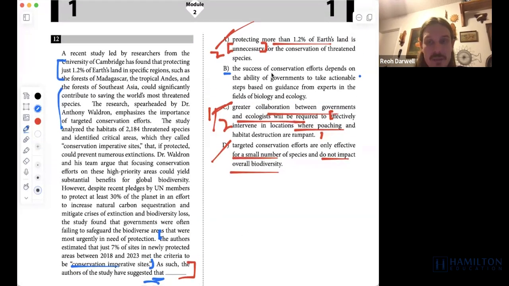So to succeed in better conservation efforts, the governments must base guidance from experts in these fields, showing you where these critical conservation imperative sites are. So B is all good, but the best way to arrive at B is seeing that there's something clearly wrong in A, C, and D.